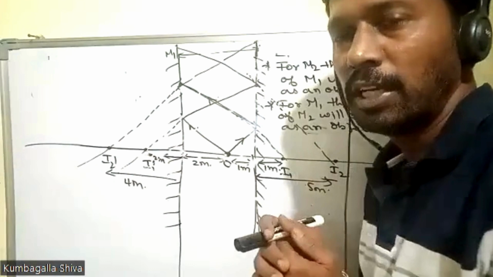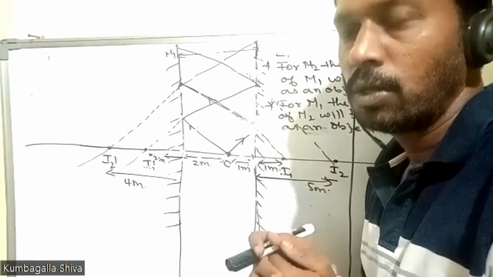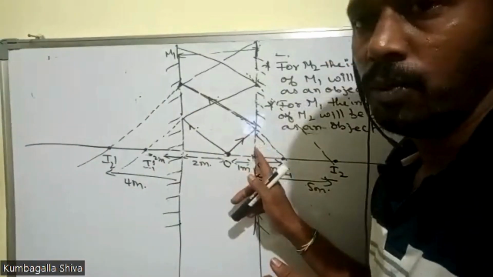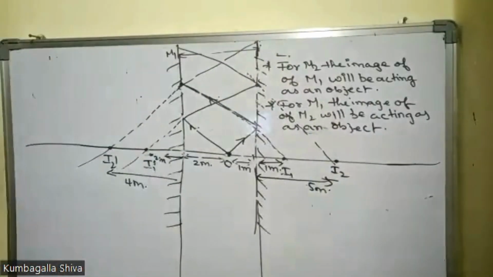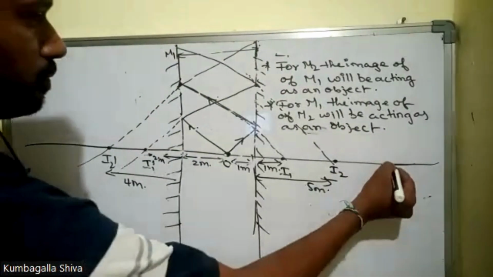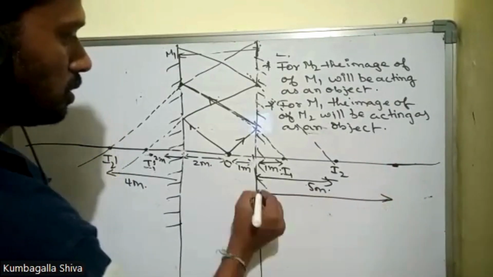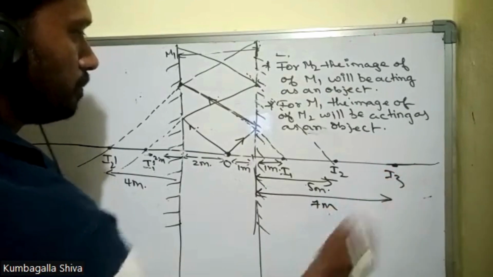Total how much? It is 7 meters, right? It will be 7 meters. So the image will be formed behind the mirror M2 at a distance of 7 meters. How much from the mirror? 7 meters. That is I3.